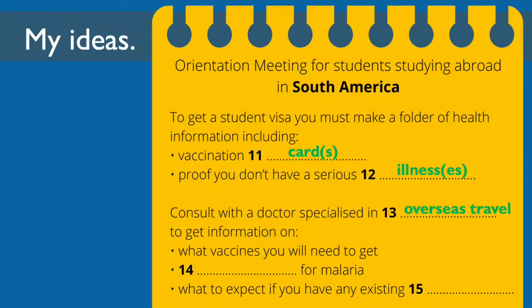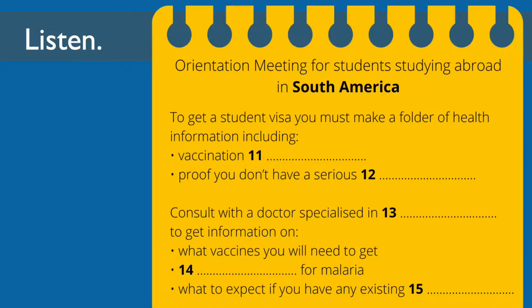For number 13, it was a logical guess, because I figured you would see a doctor for vaccinations if you were going to travel overseas rather than in your own country. Number 14 could be something like pills, because obviously you need to get these pills if you are going to go to a malaria hotspot. And number 15, I went for conditions. Again, because existing conditions or existing medical conditions is a collocation in English. Now that you're prepared, it's time to do the task. Write no more than 2 words for each answer.